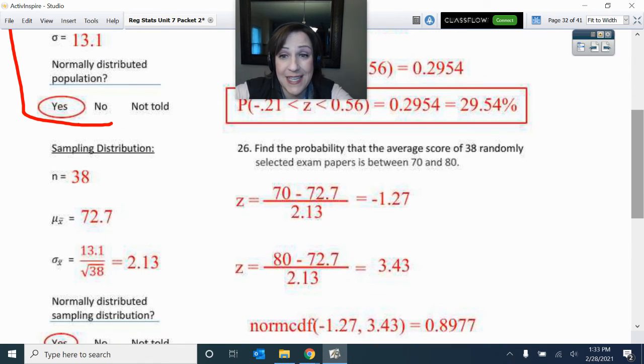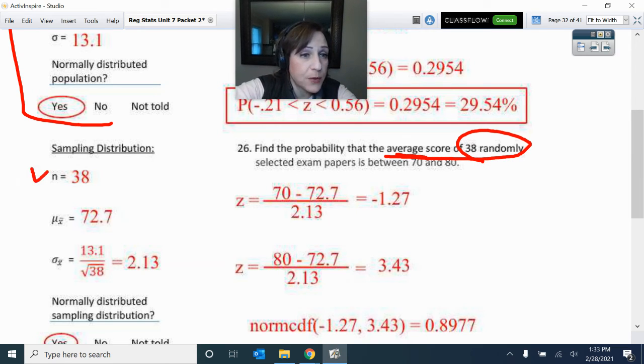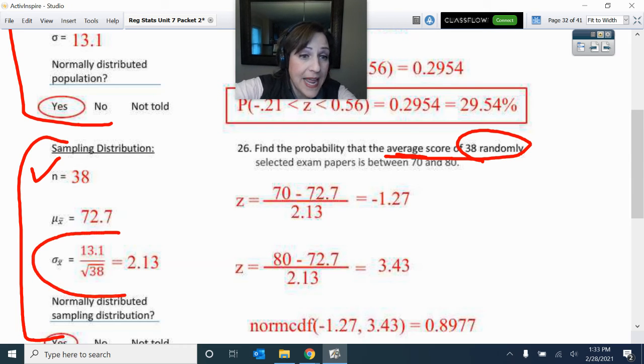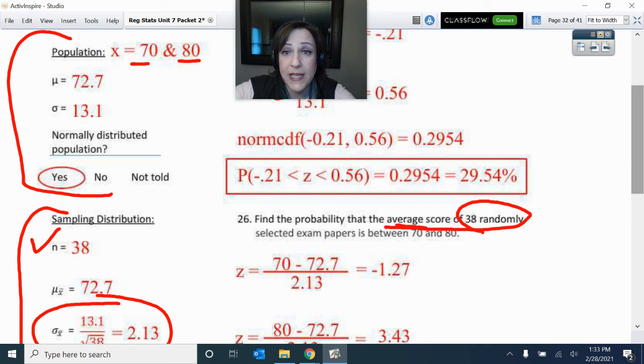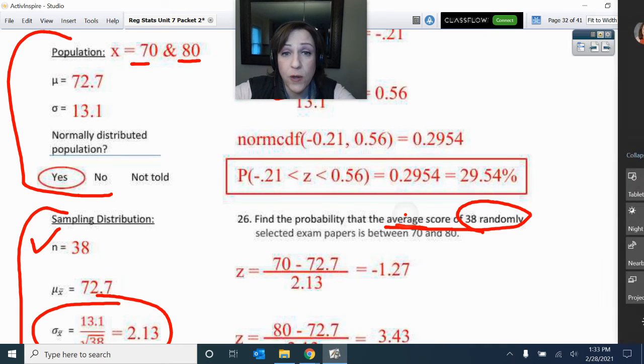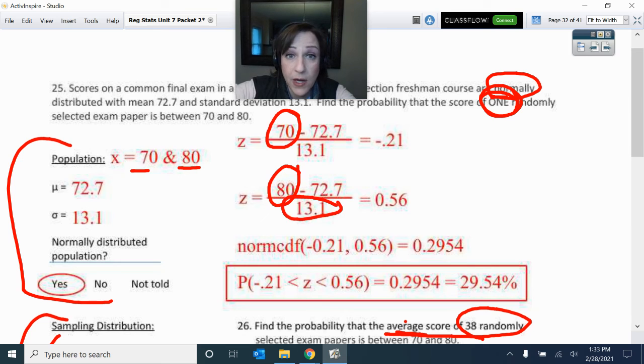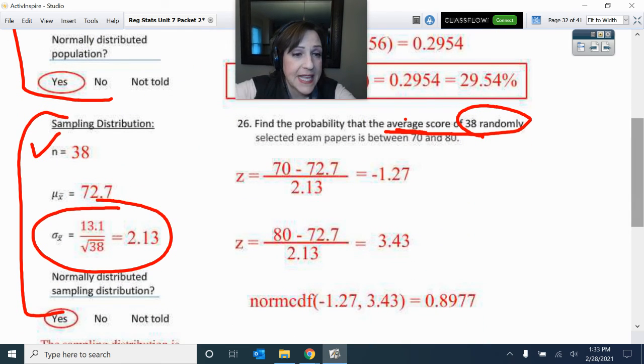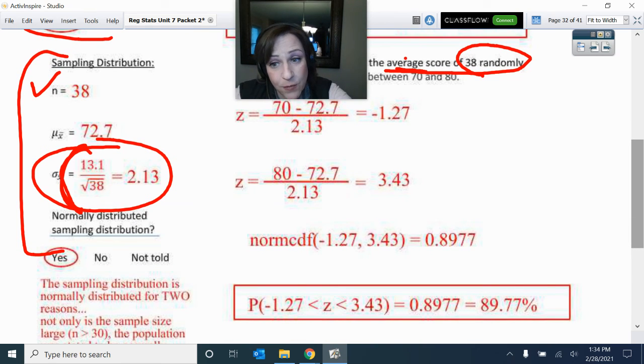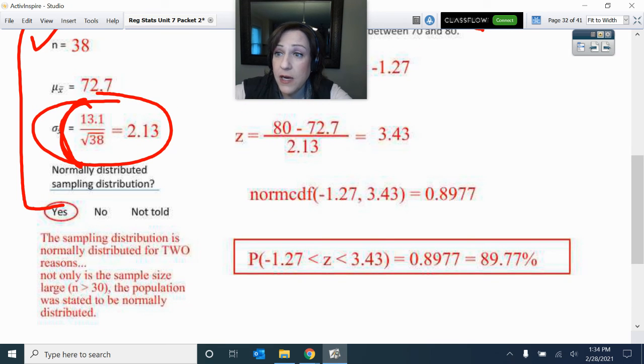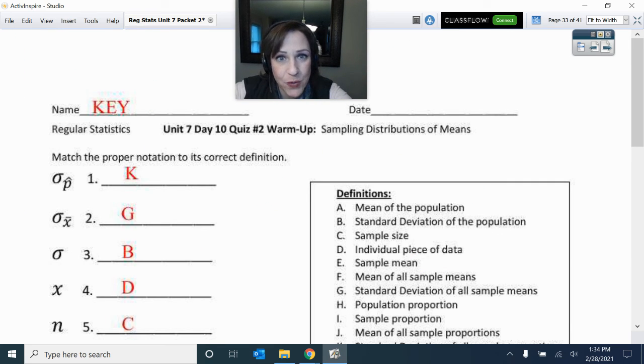But here we wanted to see if the average of 38 of them. So our sample size is now 38. And look, we now have a different standard deviation than we did up here. Up here our standard deviation was 13.1. But down here, it's that 13.1 divided by the square root of 38. So it's smaller. So there are our z-scores. And so there's an 89.77% chance that an average of 38 of them will fall between a score of 70 and 80. All right, and I think that is the end of those problems there.